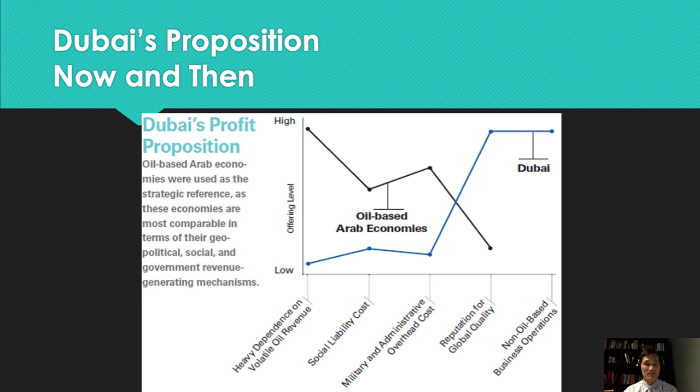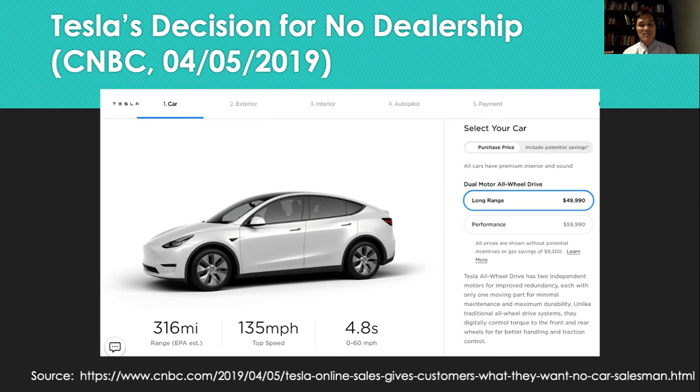Another example is Tesla's decision to go without the dealership model. Traditionally, dealership is the way to go and shop for a car. Tesla chose not to adopt the model. As a result, the company can cut back the showroom staff and inventories. The company lets customers come directly to their website and order their own cars. This way, the company was able to eliminate middlemen.